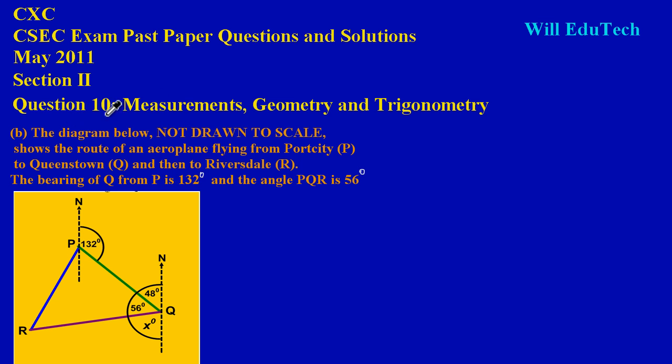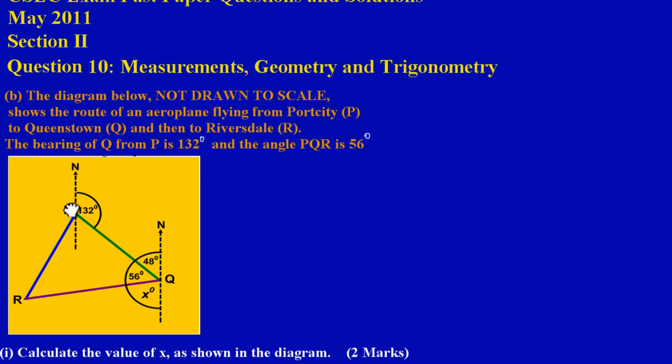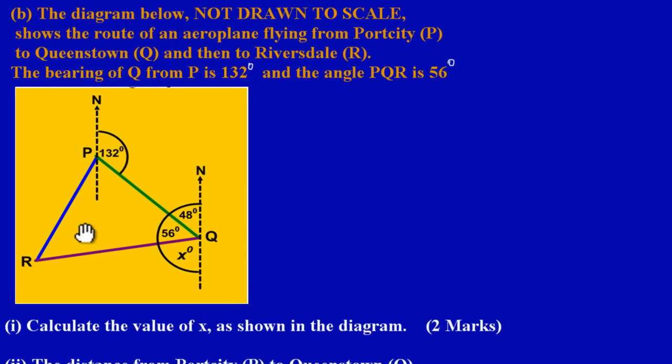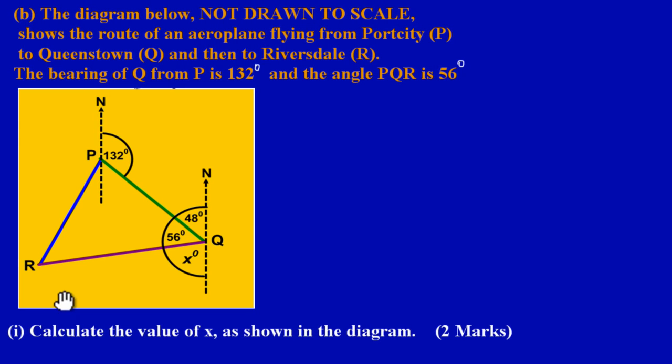We're on question 10 part B on our section 2 CSEC exam past paper questions and solutions. Now let's pull this up a bit so that we can quickly get into it. Yes, that's good enough. Now part B states the diagram below, not drawn to scale.